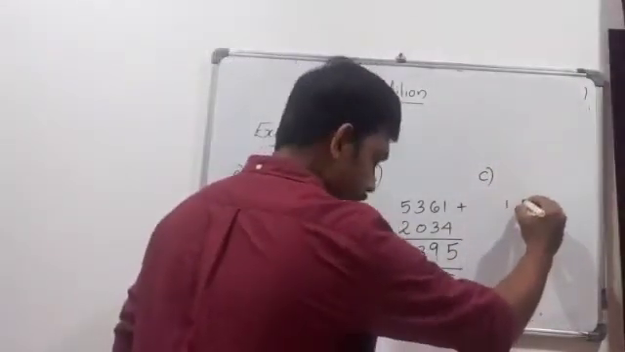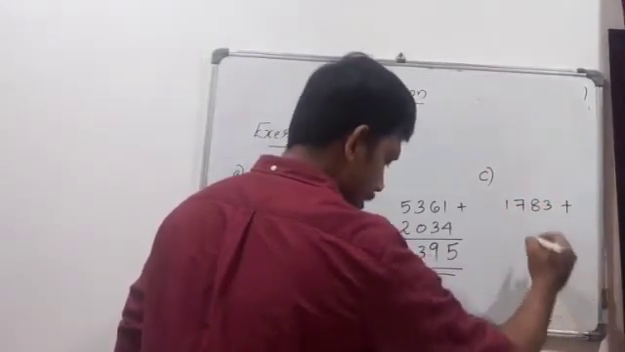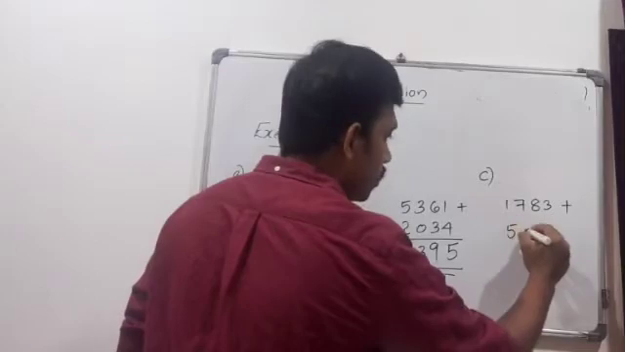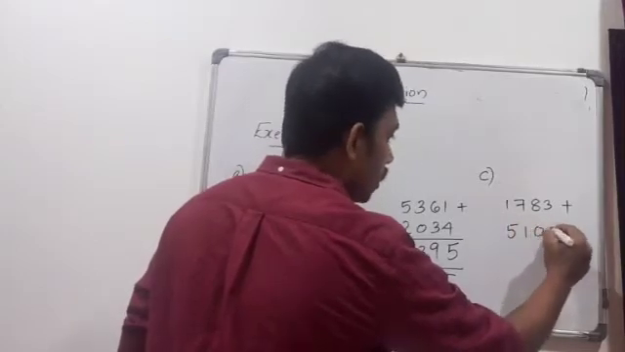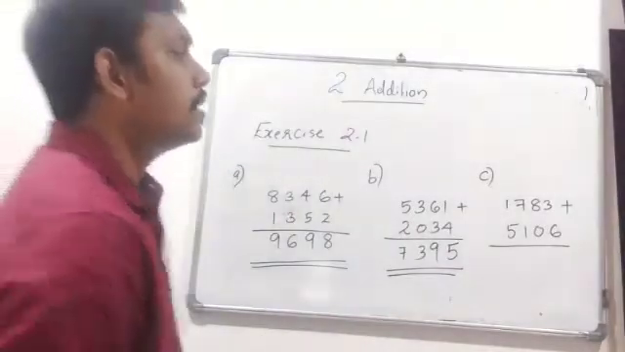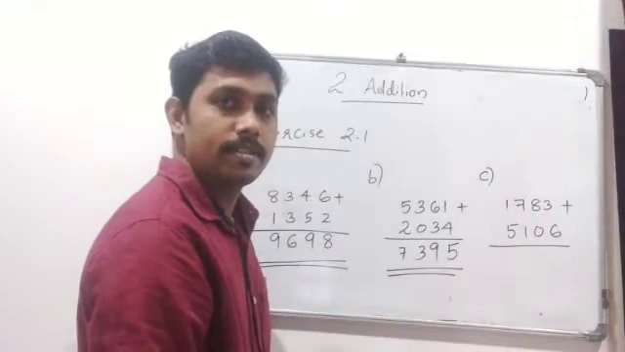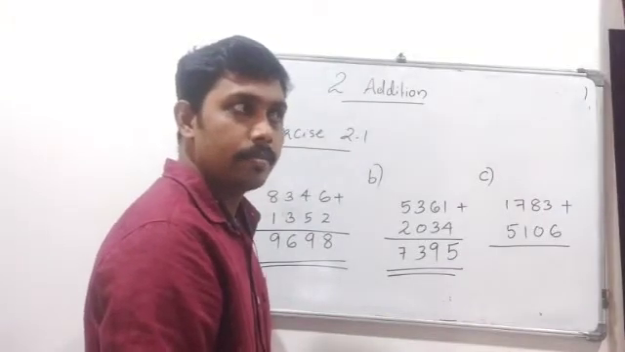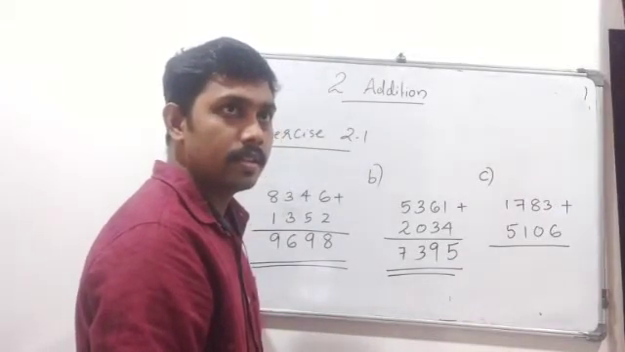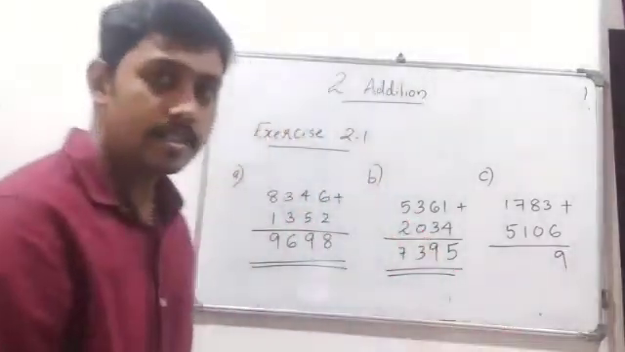1783 plus 5106. Come on, let's add 3 plus 6. Add the numbers. 3 plus 6, what is the answer? 3 plus 6 is 9.